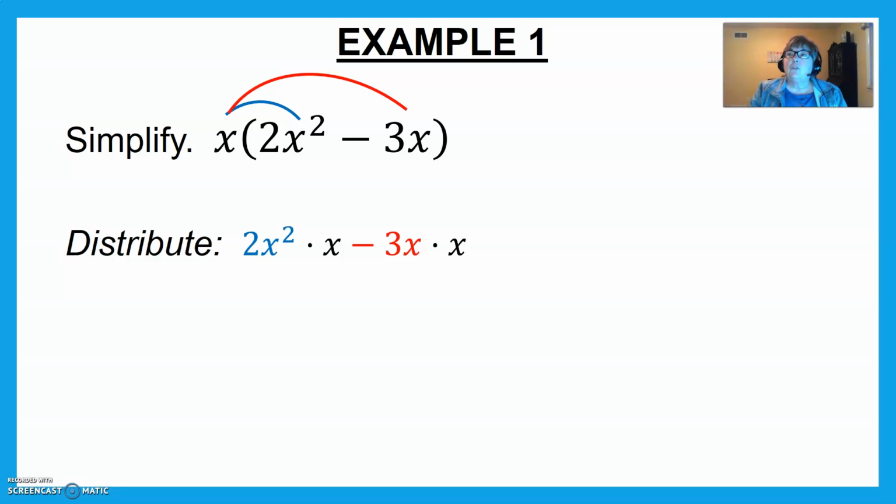So I'm going to do each term separately. So 2x squared times x. Well, remember, if there's not a number in front of the variable, it's a 1. So it'd be 2 times 1, which is 2. And if there's not an exponent with the x, then it's a 1. So I have x squared times x, so x to the 2 plus 1, or x to the third. So I get 2x to the third, and then I do the same thing with the next one. I have negative 3 times 1, which is negative 3, and x times x, well, that's x to the first times x to the first. 1 plus 1 is 2. So I have 2x to the third minus 3x squared.